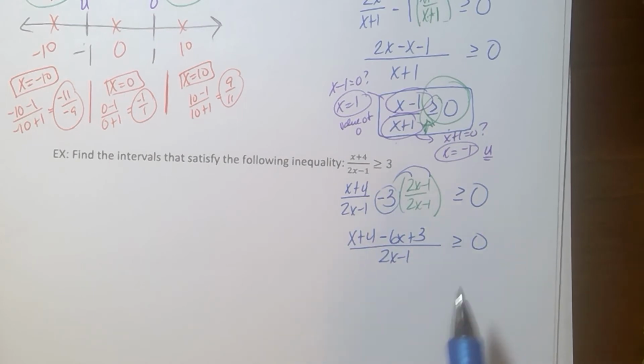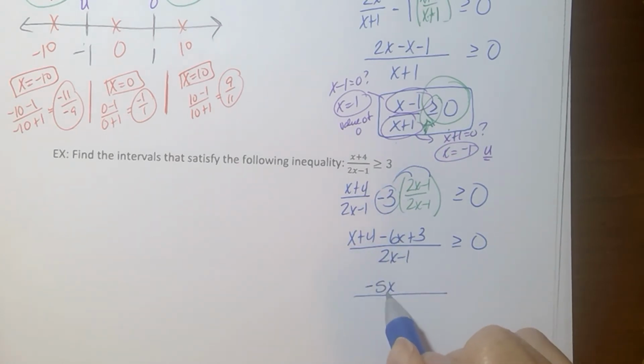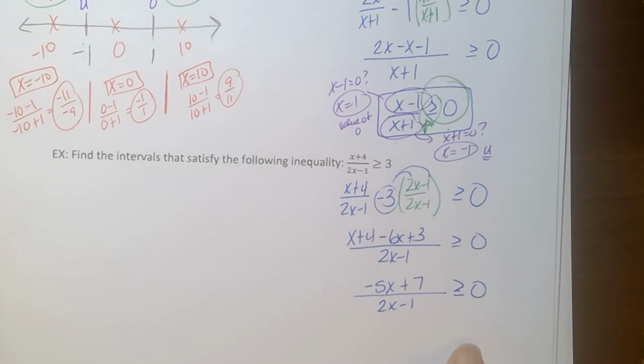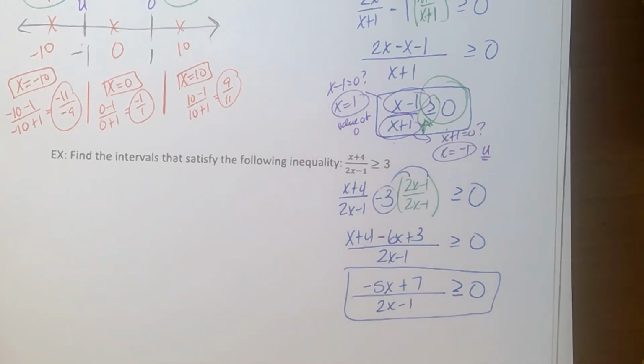And then I combine like terms in my numerator. So my numerator, x minus 6x is a negative 5x. 4 plus 3 is 7. And then my denominator is 2x minus 1. And I'm interested in where this function, this inequality, is greater than or equal to 0. So that is what I'm working with.